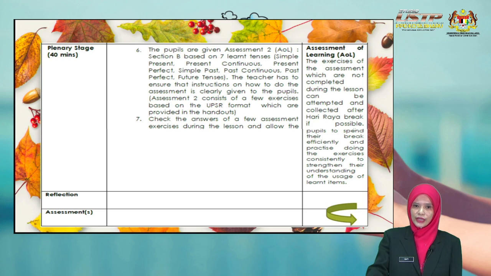Then, the teacher checks the answers of a few assessment exercises during the lesson and allows the pupils to do the rest as homework at home. At the end of the lesson, the teacher will need to complete the reflections and assessments in the lesson plan.